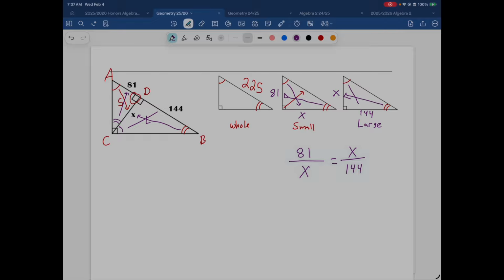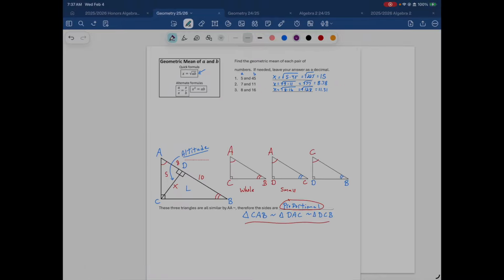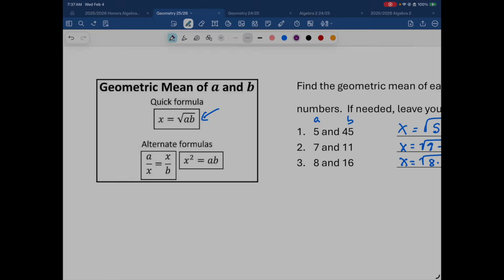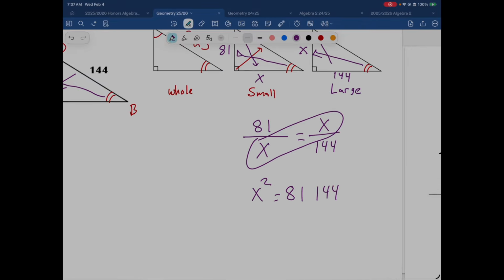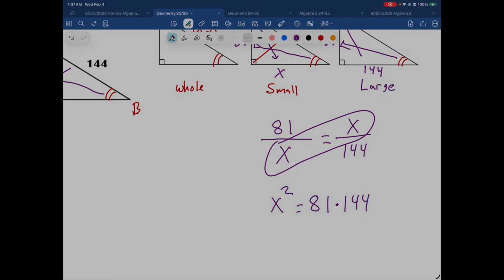Now you notice we can cross multiply. Cross multiply, I take X times X, that's X squared. That's going to equal 81 times 144. Well, notice what this is. This is just the geometric mean that we talked about over here. Kind of those alternate formulas for the geometric mean. And that's kind of why this stuff works. So there's a multiplication there. So I'm going to go ahead and take 81 times 144.